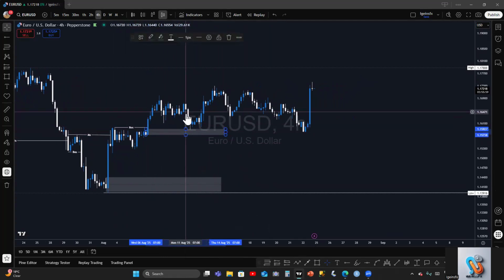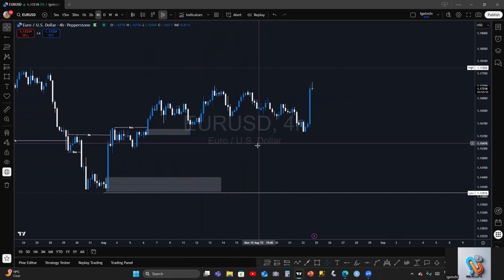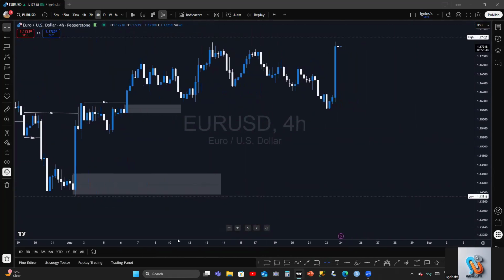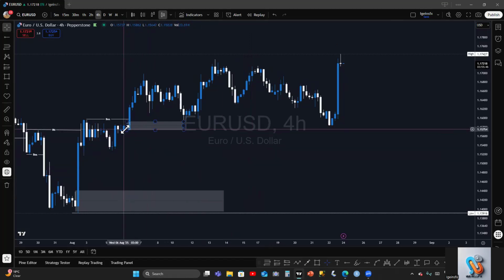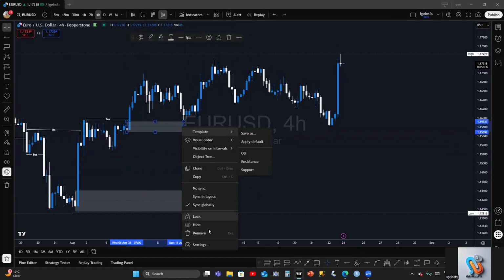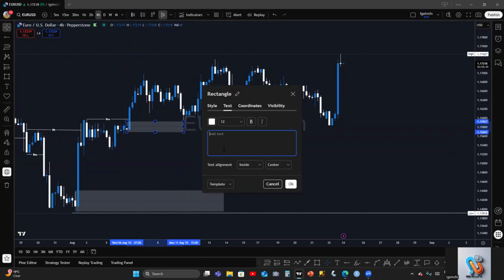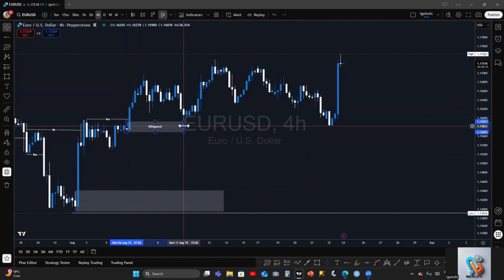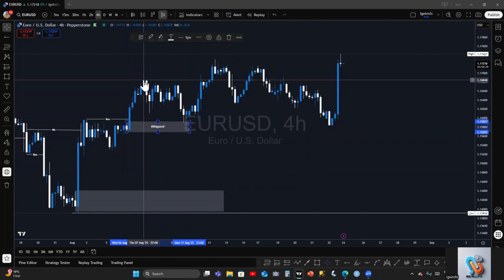Is already mitigated. Once price got here, it pushed. So already mitigated, you can see. Based on our analysis, we have already identified that there was another block here, but mitigated. This one here has been mitigated. It simply means that price has reacted off this level. It pushed, breaking structure to the upside.